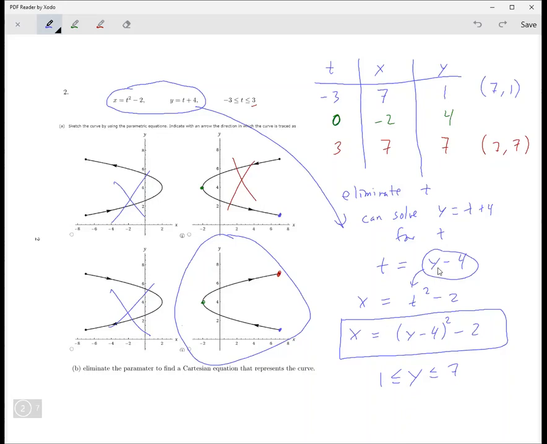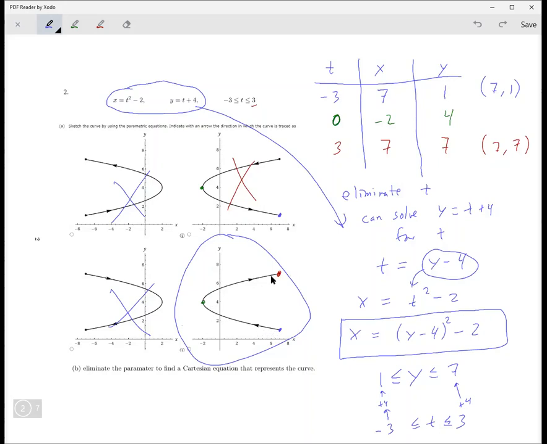Because y is t plus 4, if you add 4 to that one, you get 1. You add 4 to 3, you get 7. So y goes from 1 to 7. So actually this whole picture right here is only from when t is -3 to t equals 3.